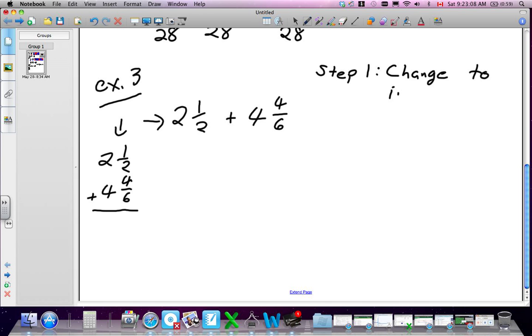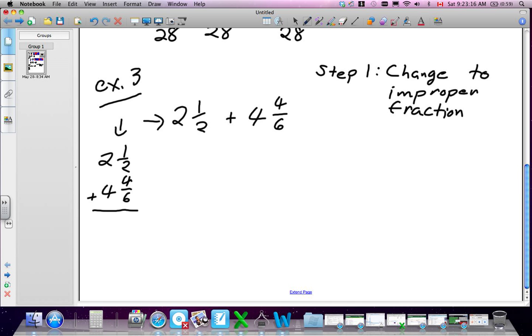And do you know what I mean by that? What's an improper fraction? It's when, with the mixed fraction, you have to multiply the whole number by the denominator, which is 2 times 2 is 4. Then you add the numerator.